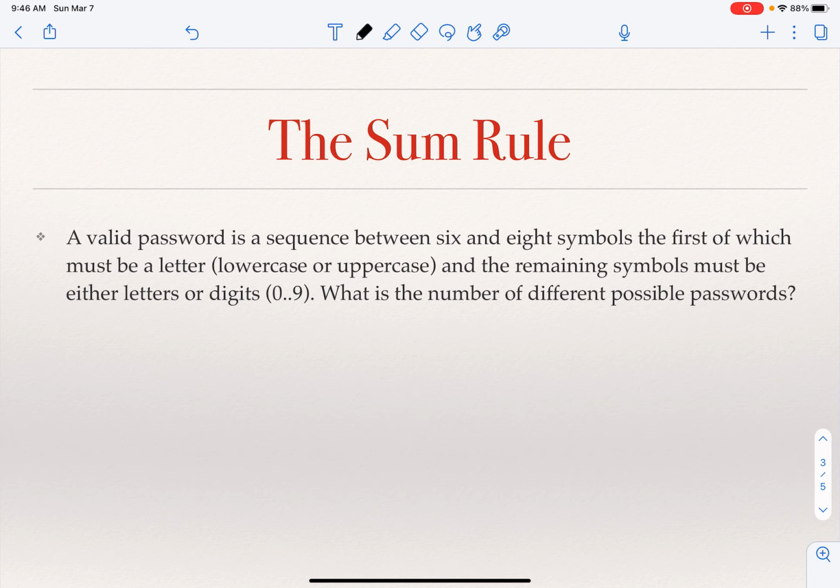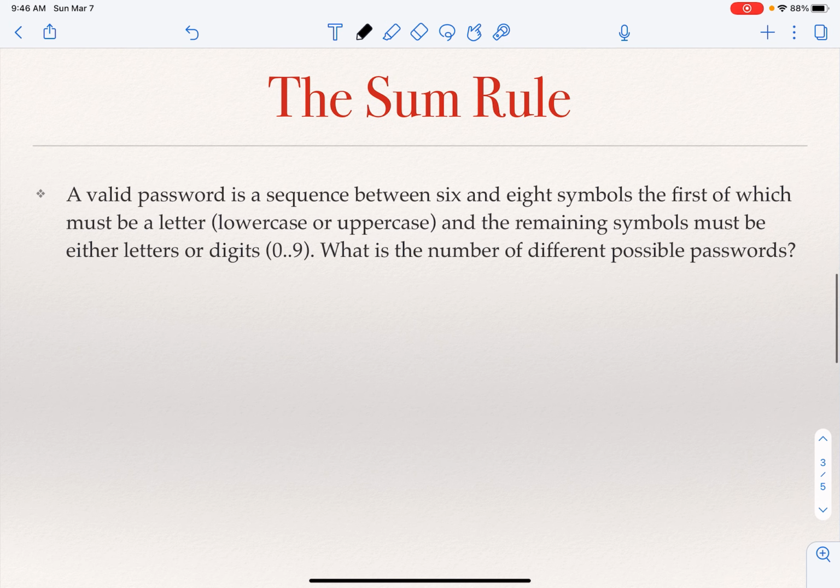It has very powerful applications, so let's look at an example here. Suppose I want to count passwords, and the length of the passwords can be between 6 and 8 symbols. The password can be of length 6 or 7 or 8. The first symbol must be a letter, lower or uppercase, and the remaining symbols, the second, the third, and so on, can be either a letter or a digit.